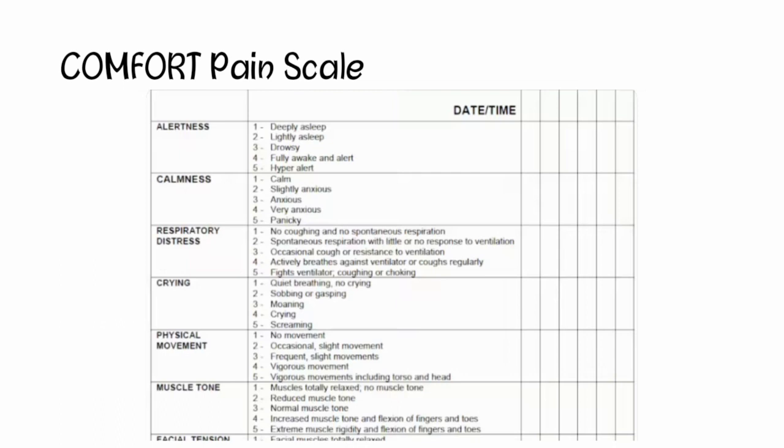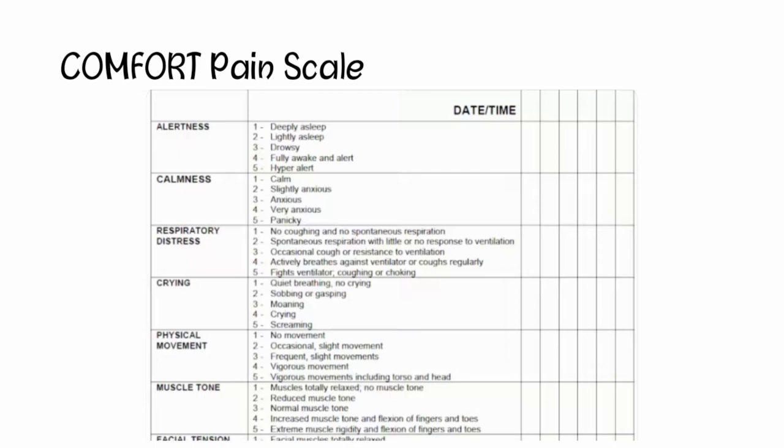Then in the physical movement, you have 0 for no movement, so that shows a sign of less pain. And if it is 1 or 2, it shows some movement, or the higher scores for vigorous movement, for example, thrashing in pain. Then the muscle tone, a score of 3 for normal, and lower scores for diminished muscle tone, and higher scores for rigid muscles.